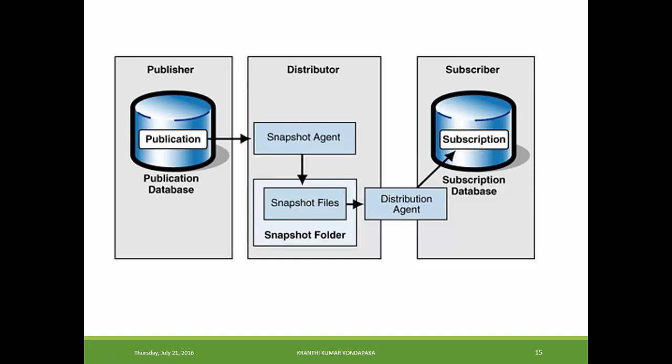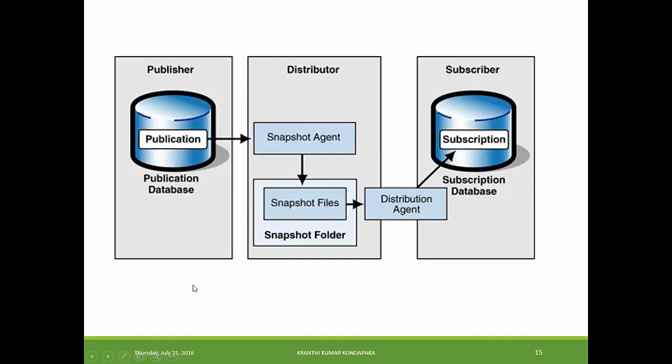When we create a distribution process, the distributor will create a database called the distribution database. The distribution database will store all the snapshot related information. Not only that, if you implement transactional replication, all the data changes occurring at the publisher will be stored in the distribution database. Then the distribution database sends the data from the distributor to the subscriber through the distribution agent.